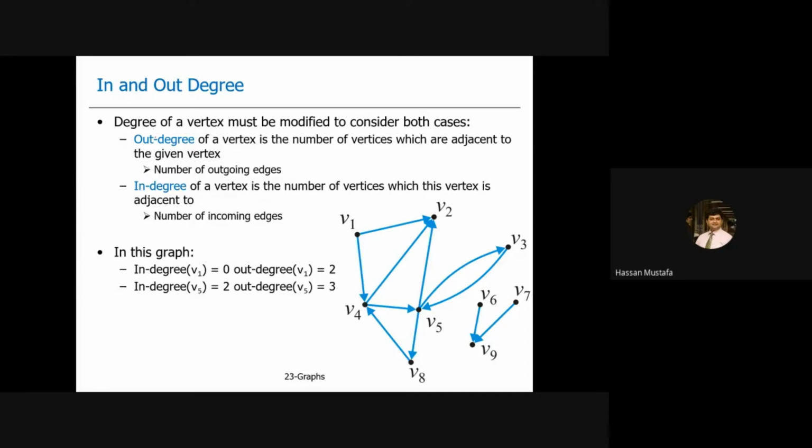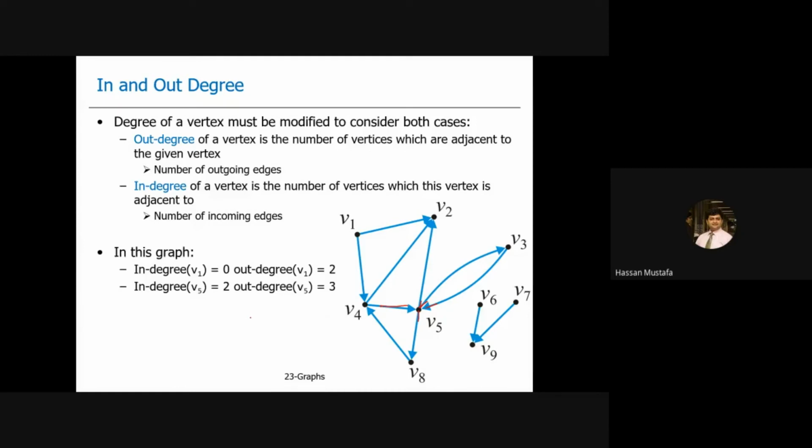Now the degree is redefined for directed graphs. There are now the terms out degree and in degree. Out degree means that V1 has two outgoing edges, so the out degree is 2, whereas there is no incoming edge, so the in degree of V1 is 0. Similarly, for V5, the out degree is 1, 2, and 3. It has three outgoing edges, so the out degree of V5 is 3, whereas the in degree is 1 and 2. So the in degree of V5 is 2.